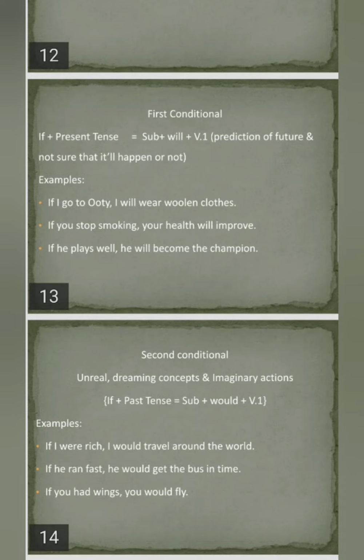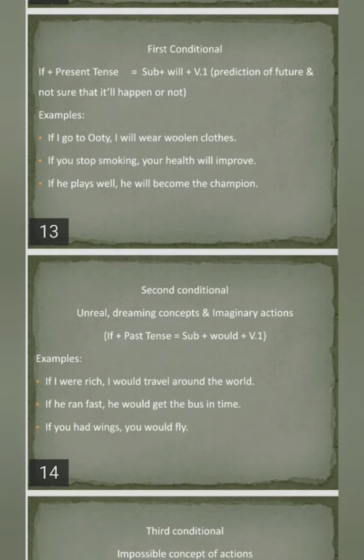It may not happen, right? So we have to use second conditional. If I were rich, I would travel around the world. If I were rich, it may happen, right? But if I were a bird, I would fly. So this is an imaginary concept. So these are some examples for second conditional. If he ran fast, he would get the bus in time. If you had wings, you would fly. So these are all imaginary actions, and dreaming concepts also are there, right?